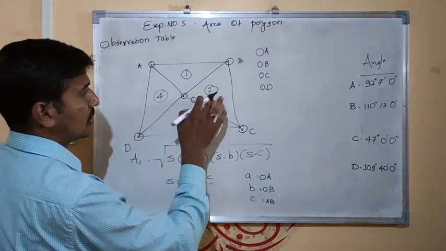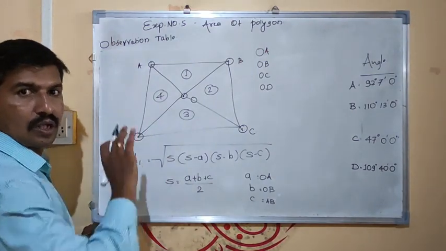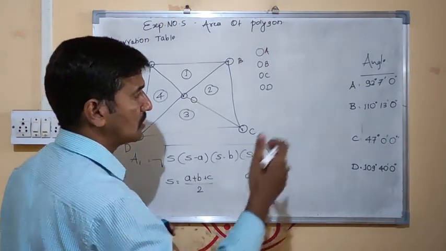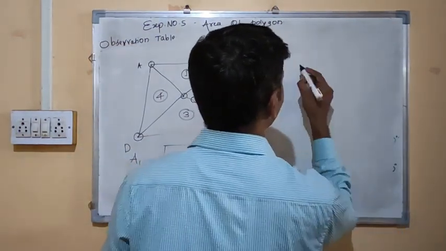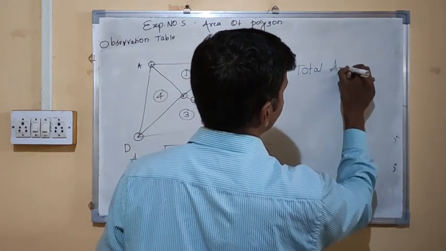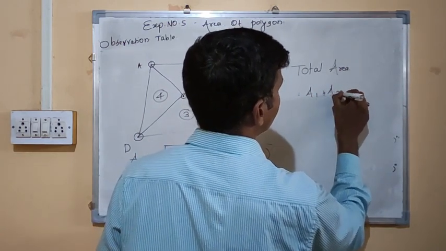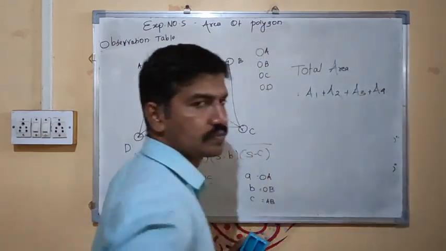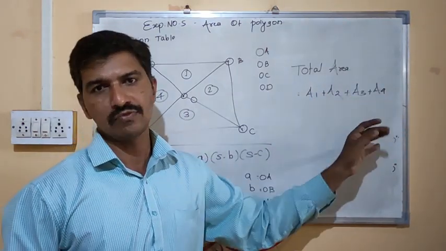Likewise, find out A2, A3 and A4. Add all the areas, A1 plus A2 plus A3 plus A4. The total area will be A1 plus A2 plus A3 plus A4. Did you get it? How to find out the area of a polygon?